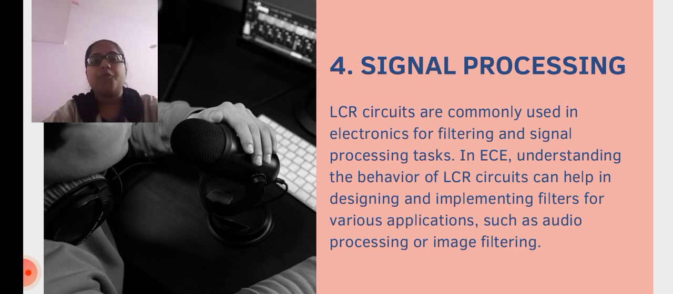Now let us learn the fourth agenda. The fourth agenda of this topic is signal processing. LCR circuits are commonly used in electronics for filtering and signal processing tasks. In ECE, understanding the behavior of LCR circuits can help in designing and implementing filters for various applications such as audio processing and image filtering. So this is the fourth agenda which deals with the applications of LCR circuits, that is, the oscillations of spring and LCR circuit in the ECE stream. So the fourth agenda is signal processing.